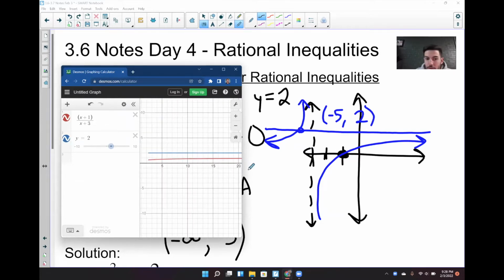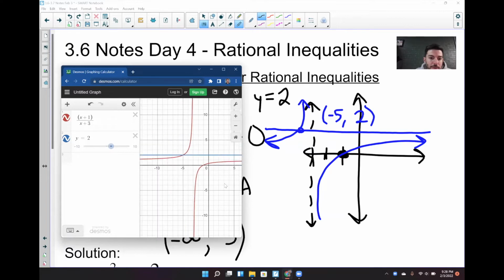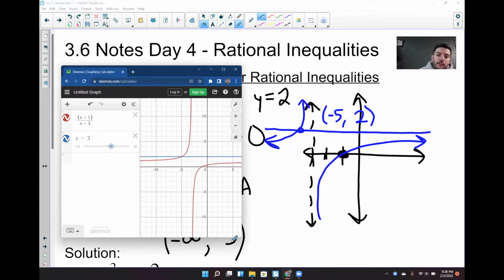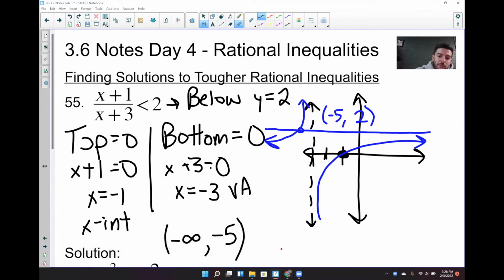And it's going to be below that for the rest of the time, because my horizontal asymptote here is actually at +1. And so that means that, what do I put for my second part of my solution? I'm going to put union -3, comma, infinity. Okay, because from this vertical asymptote all the way to positive infinity, it's going to continue to be below that y=2 line. Okay, so a little bit different, using that different reference line on the x-axis, but hopefully that makes sense.